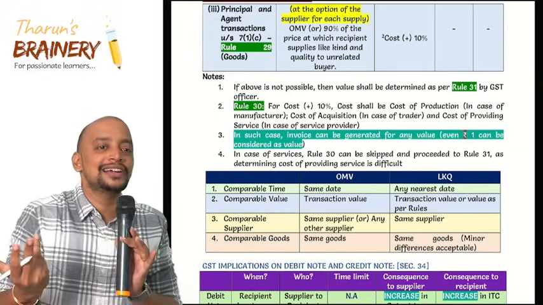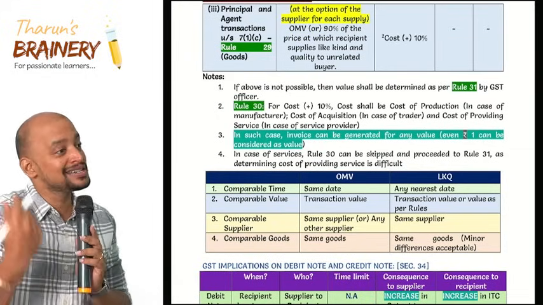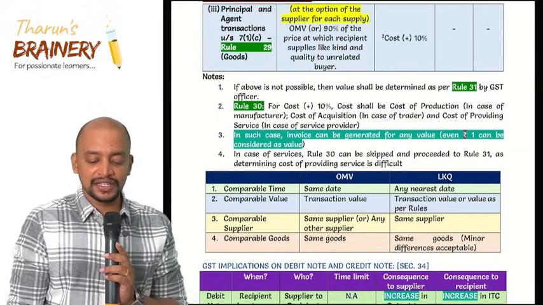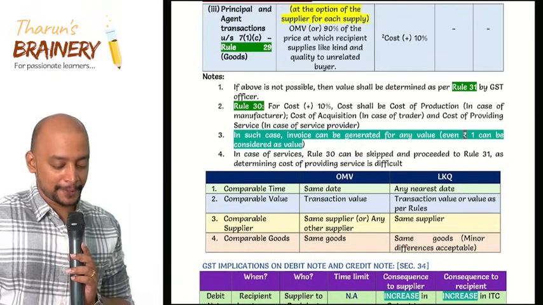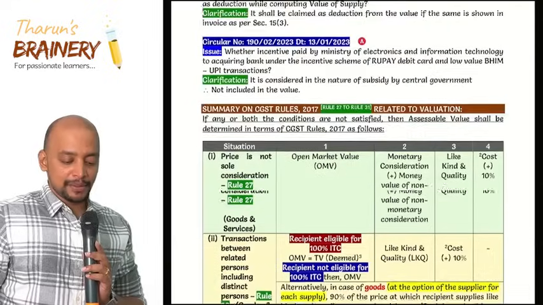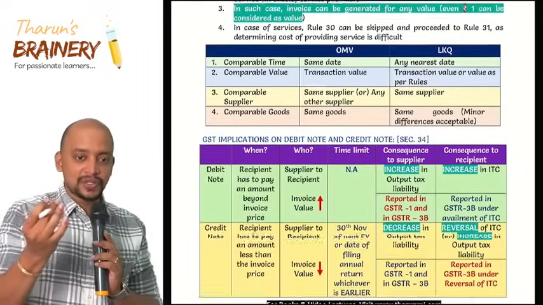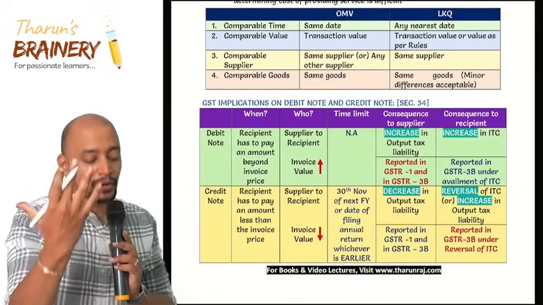So where is the standardization with respect to services? That's the reason why, for cost of providing service, we can skip rule 30 and directly go to rule 31. So this is about rules 27, 28, 29, 30 and 31.